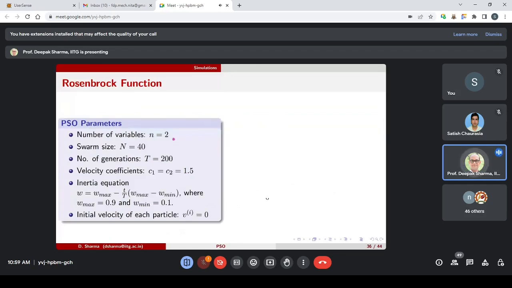Let us solve this problem for two variables. We are going to take a swarm size of 40. The number of iterations to terminate PSO is 200. C1 and C2 we have taken as 1.5. For the inertia value omega, we have used this straight line equation, which depends on the current iteration t and the maximum value of t. This means initially it has a small component added to the W max, and later this is bigger, so W is going to be 0 in the final iteration. And the initial velocity of each particle is 0.